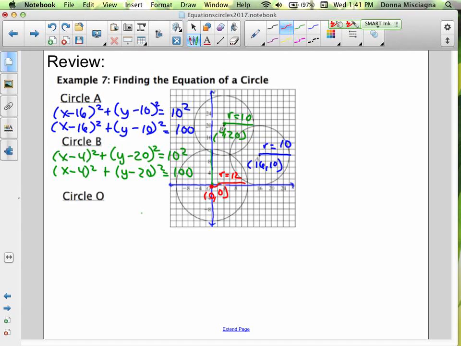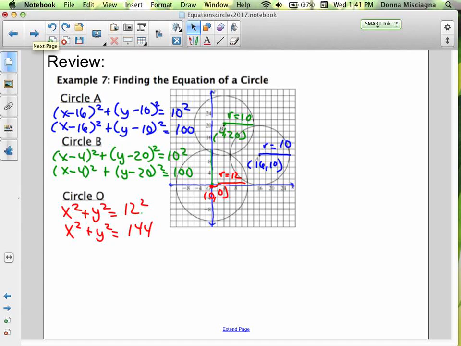And then how about the equation of the circle? Orange 5. It would be x² + y² = 12². All right, so there's no reason to put x minus 0 and y minus 0. If you do, just drop that and just put x² + y² = 144. So when it's at the origin, we don't need to put in the center because there's no reason to put in minus 0. Any questions on writing the equations of circles given the graph?